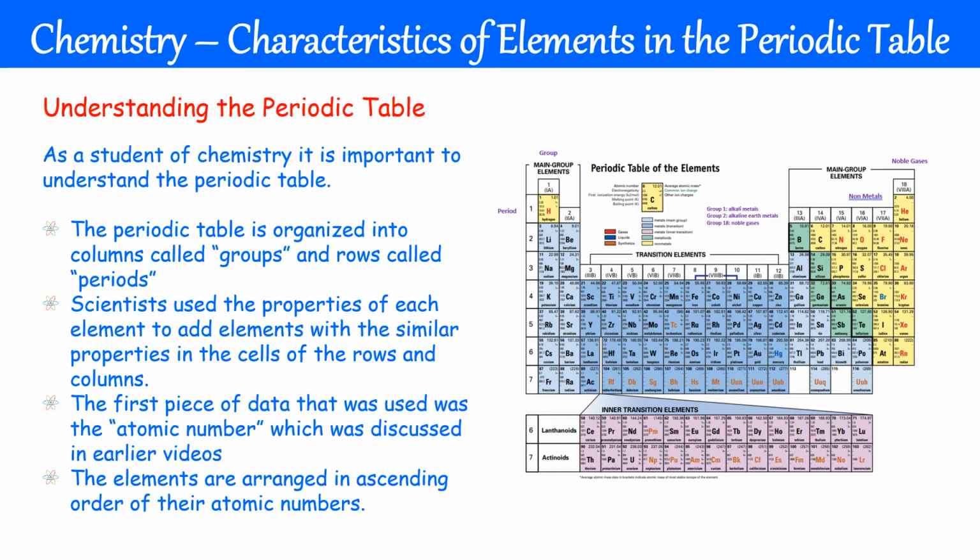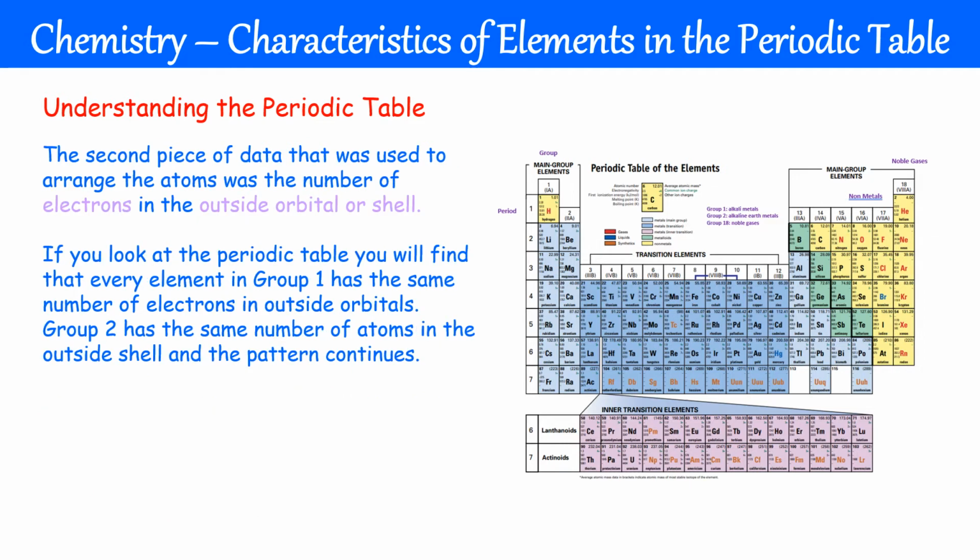Scientists use the properties of each element to place these elements that have similar properties in the appropriate cells of the rows and columns. The first piece of data that was used was the atomic number, which was discussed in earlier videos. The elements are arranged in ascending order of their atomic numbers.